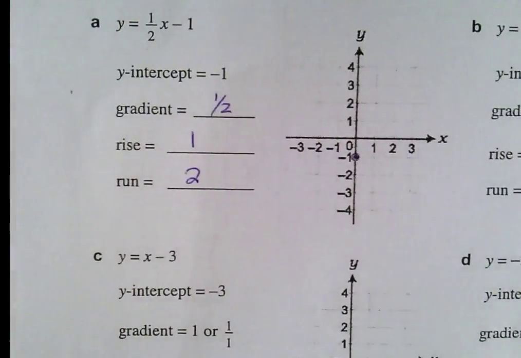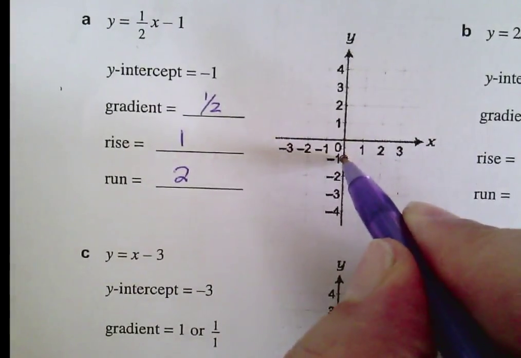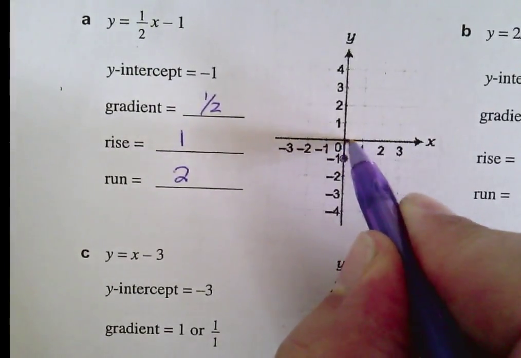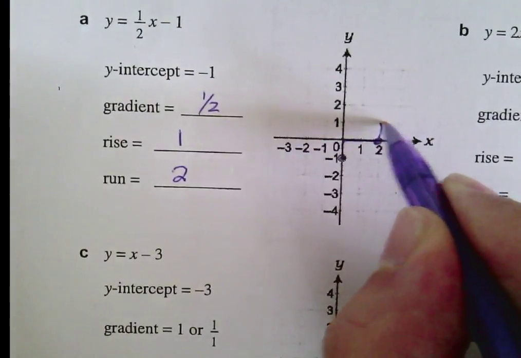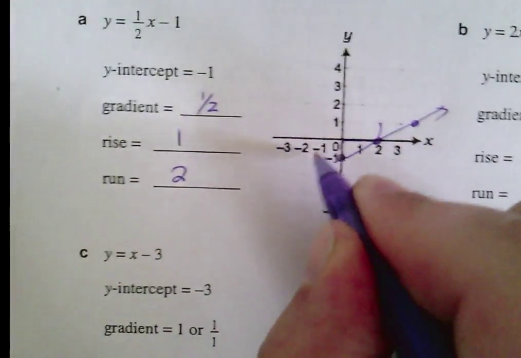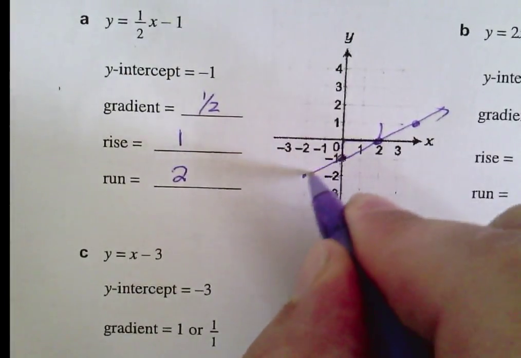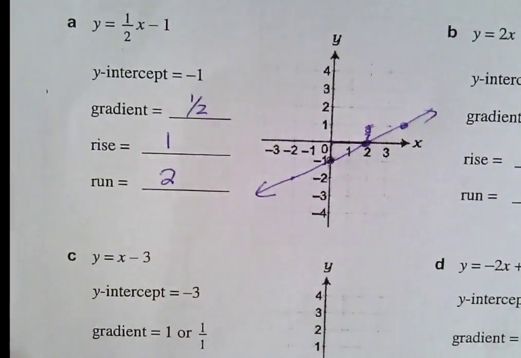And if you want, you can do it a couple of times to get 3 points. You ready? Start from here. Rise 1, run 2, dot, rise 1, run 2, dot, and join. Got the idea?